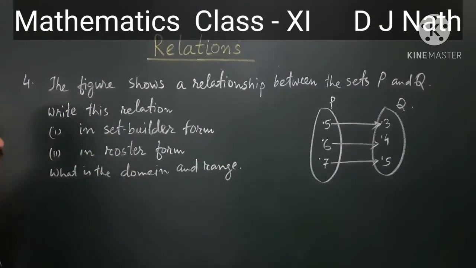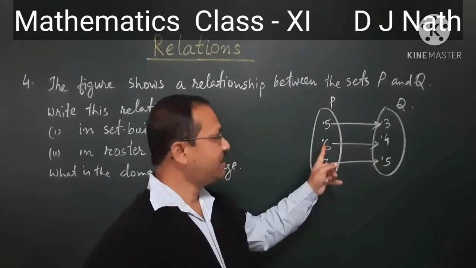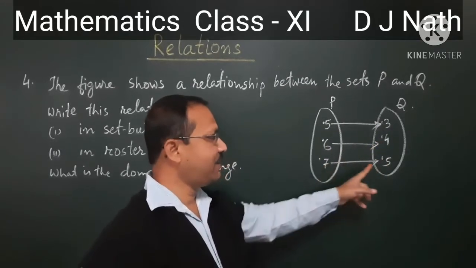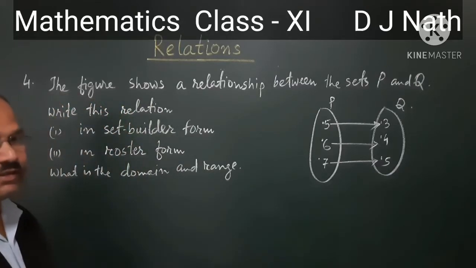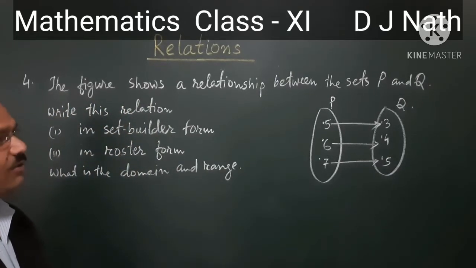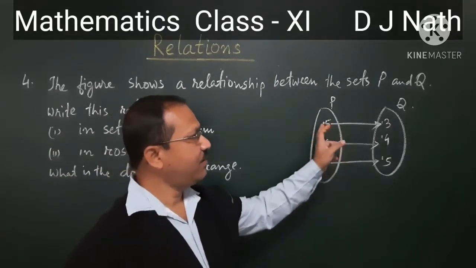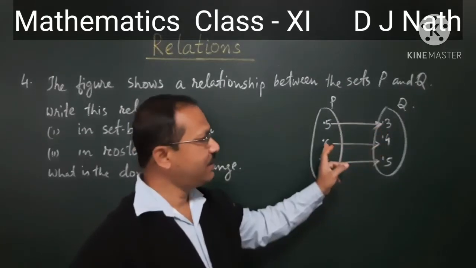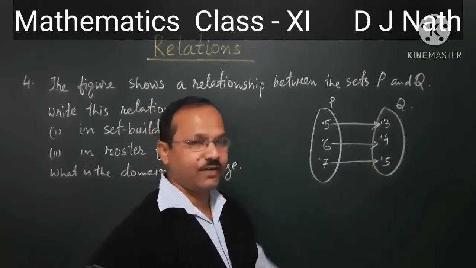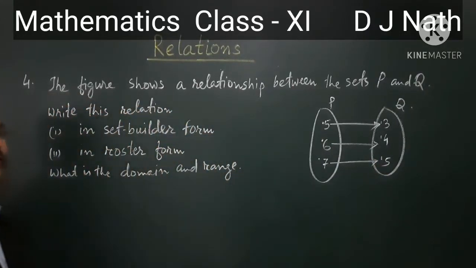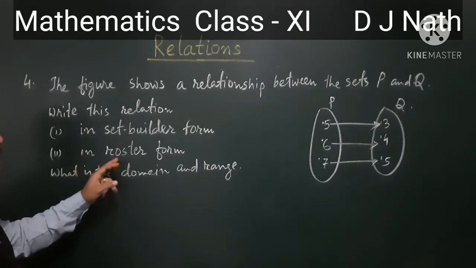So, how can we define this one? Here, if you look, 5 is related with 3, 6 is related with 4, 7 is related with 5. So, how can we define this relation? If we observe, from 5 it is 2 less, from 6 also it is 2 less, from 7 also it is 2 less. So how can we define it, in set builder form first and in roster form?